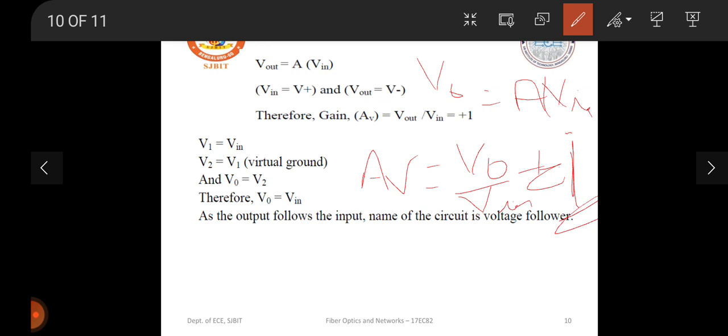Now with the virtual ground concept, we can say our V2 is also equal to V1. Therefore, my V0 is equal to V in. So the output follows the input. As a result, the name of the circuit is kept as voltage follower.